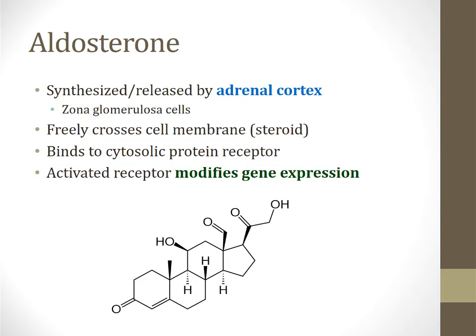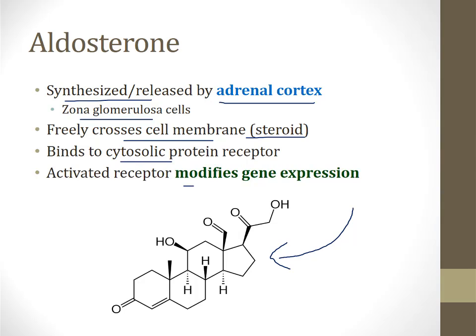Now let's talk about aldosterone. This hormone is synthesized and released by the adrenal glands, specifically by the zona glomerulosa cells in the adrenal cortex. It is a steroid hormone, and this is very different from renin and angiotensin, which are proteins. Aldosterone is a steroid, and therefore it can freely cross the cell membranes, and when it does so, it binds to a receptor that's found in the cytosol. Once it's bound to its receptor, it then modifies gene expression to exert its effects.